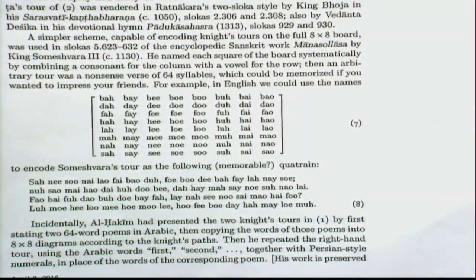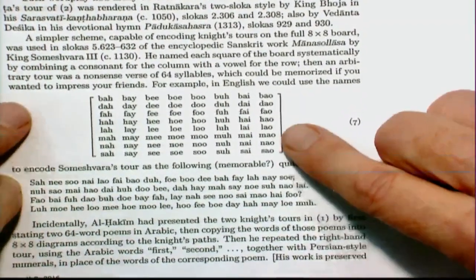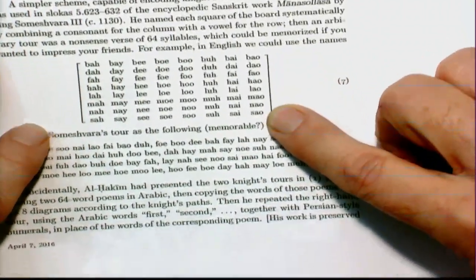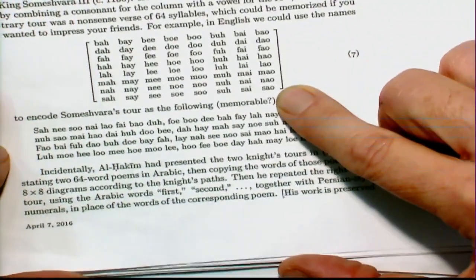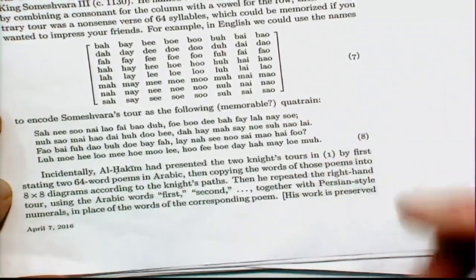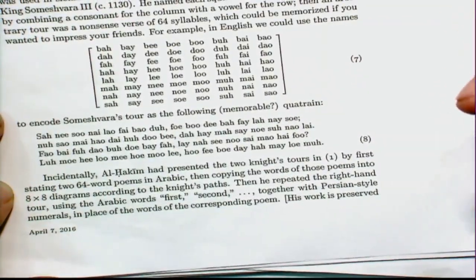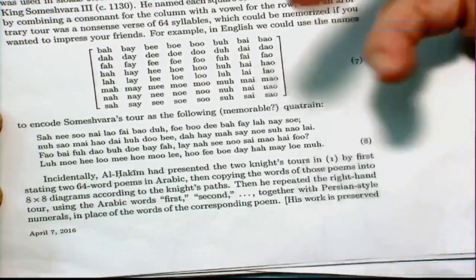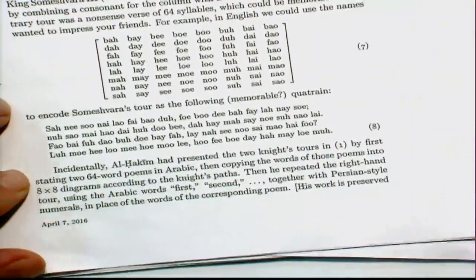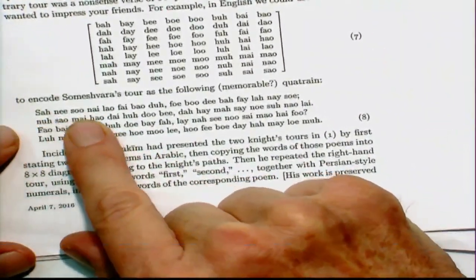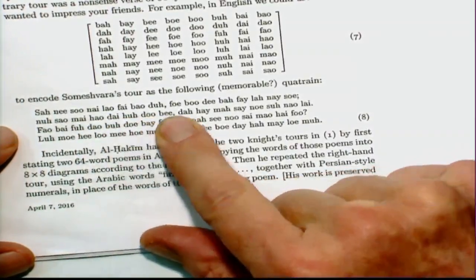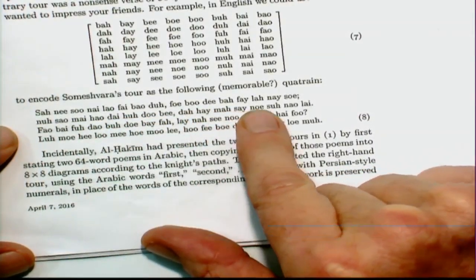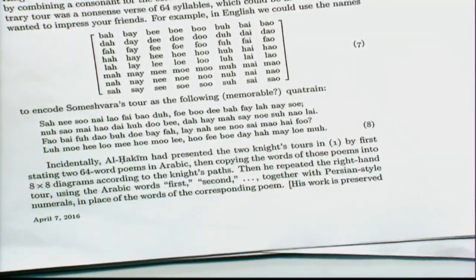Now he says, if you want to remember a knight's tour and impress your friends, all you have to do is memorize a nonsense verse, and it's pretty easy, the way the human brain works. All you have to do is learn: sa ni su nai lao fi bao de fo bu di ba fe la ne so, and you can go down and write out your knight's tour.